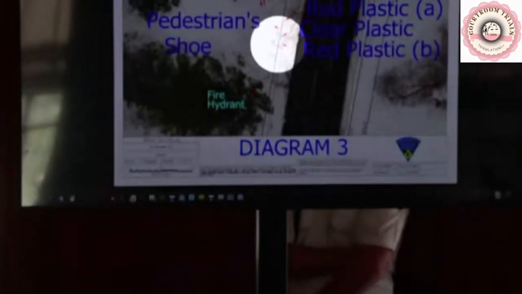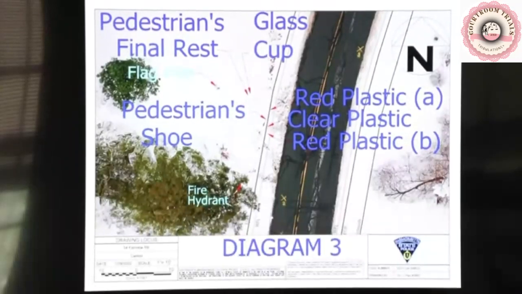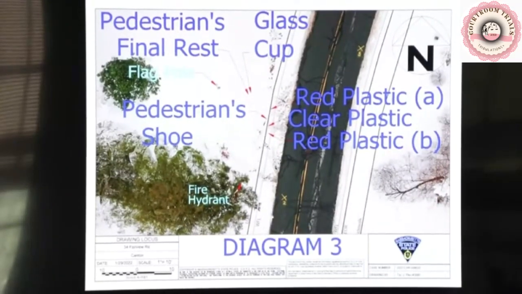Sir, now you're aware that there's a piece of debris, looks like taillight material, right under the fire hydrant, correct? Correct. If the area of impact, which you indicated on Friday was where this red plastic B is, you would be wrong, right? Your analysis would be flawed. No, because that's not what I said. I said it's along the roadway. It's going to be after that point.